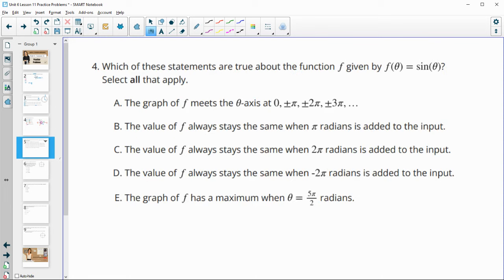Number 4, which of these statements are true about the function f of theta equals sine of theta? Select all that are true. The graph meets the x-axis at 0 and then plus or minus pi, 2 pi, 3 pi.